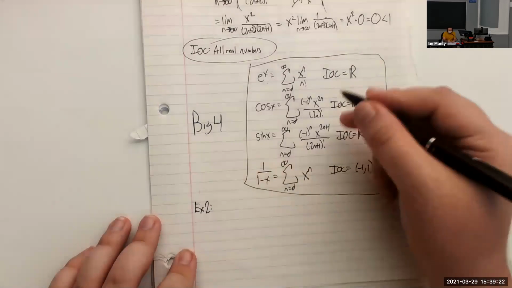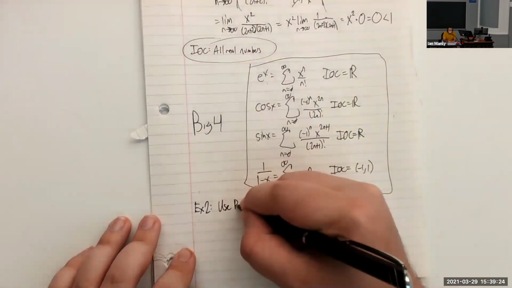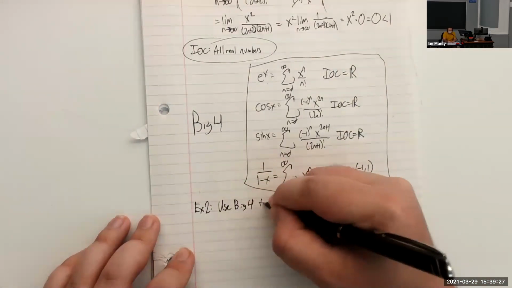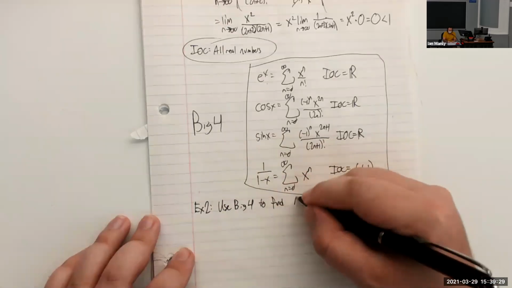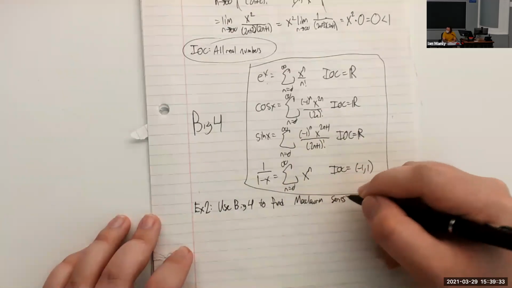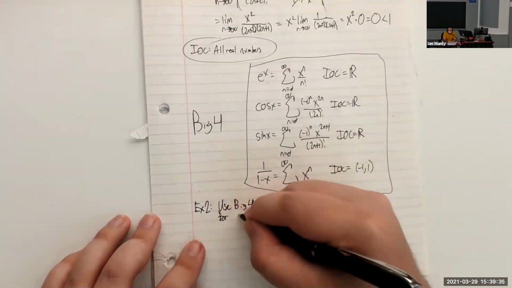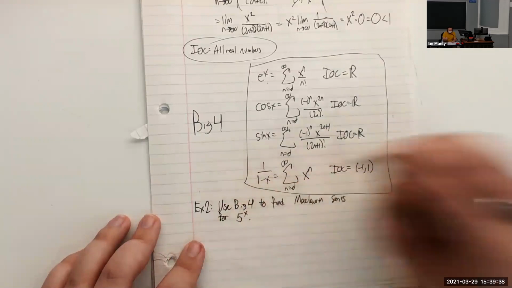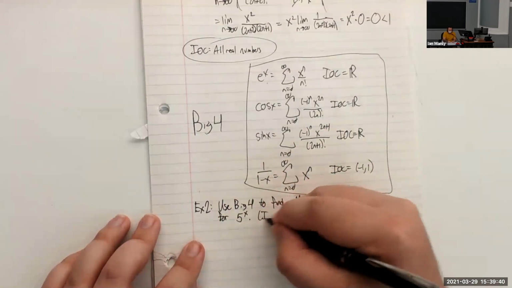All right, so I want to use the big four, or at least one of them, to find a Maclaurin series for 5 to the x. And we also want to find the IOC too.